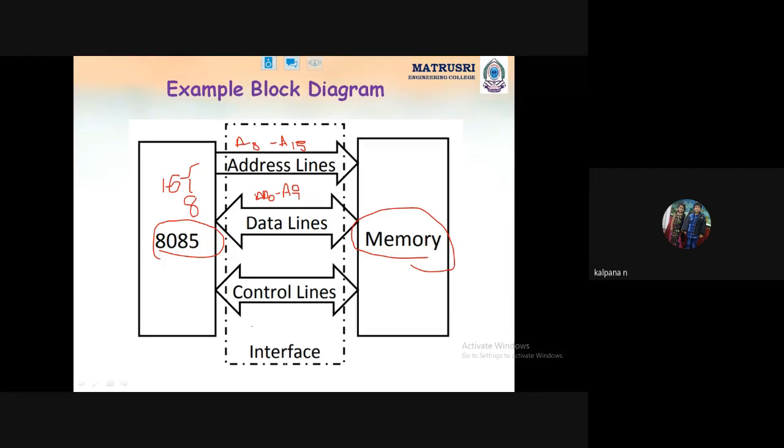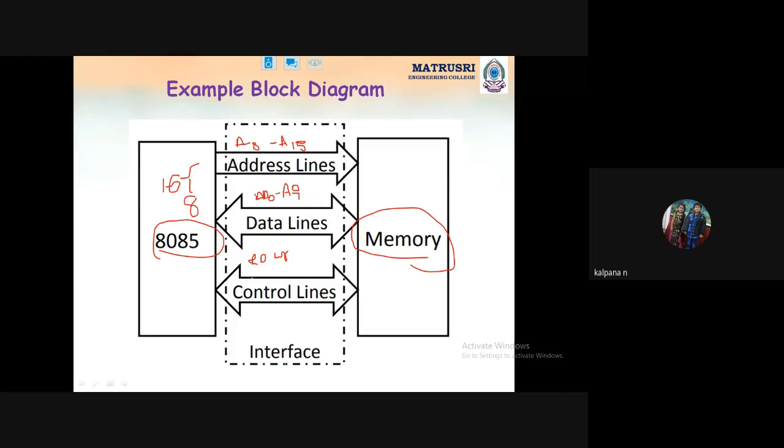Control lines means what? Read and write. Okay, read and write signals. Control signals means read and write. Read and write are also there in the pin diagram. So all these pins we need to connect to the memory. This is a simple block diagram of interfacing memory to the 8085.